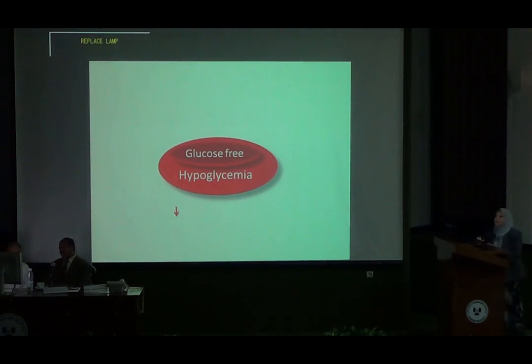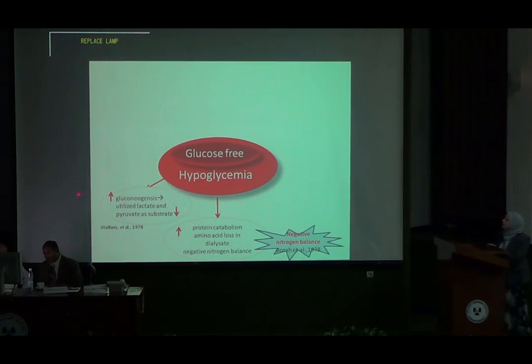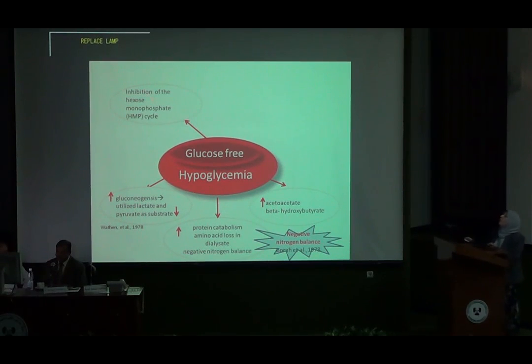The sequelae of glucose-free dialysate is mainly hypoglycemia. Hypoglycemia leads to increased protein catabolism, and this leads to loss of amino acids, and this leads to a negative nitrogen balance. Second, gluconeogenesis is increased with utilization of some substrates like lactate, and also on the other side, glycogenolysis occurs using fatty acids, leading to increased acetoacetate and beta hydroxybutyrate. On the level of RBCs, there is inhibition of the HMP shunt, or hexose monophosphate shunt, and this leads to decreased NADPH and glutathione, which acts as an antioxidant.